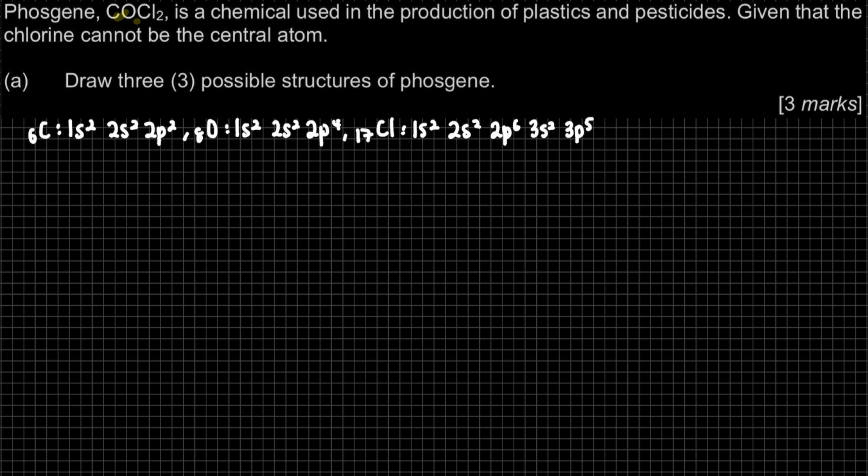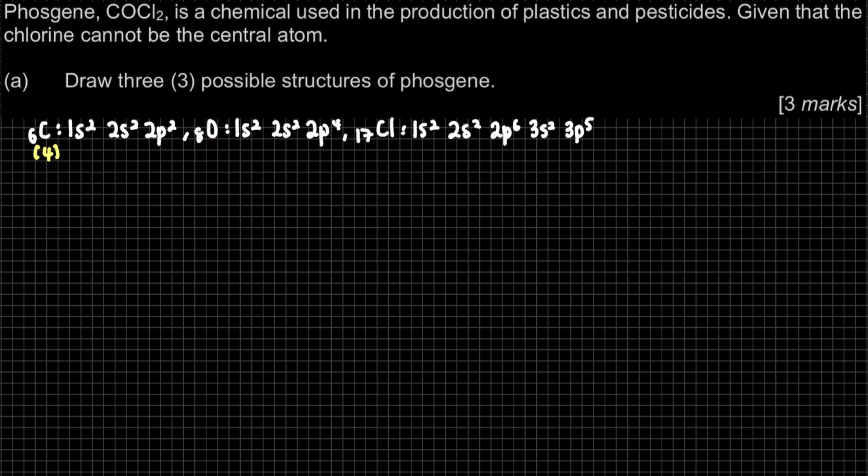For carbon, we have 6, so this is the electronic configuration. Oxygen is 8, so this is the electronic configuration. And chlorine is 17. Now you have already written the electronic configuration. The next step is to determine the valence electrons for each atom. Valence electrons are your outermost electrons, or the highest n. In the case of carbon, the highest n is 2. When n equals 2, we have 4 electrons. So the valence electron for carbon is 4.